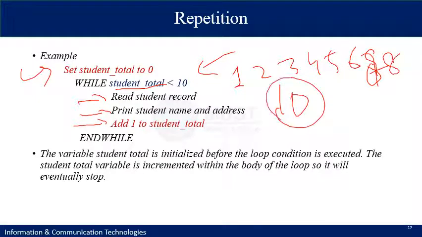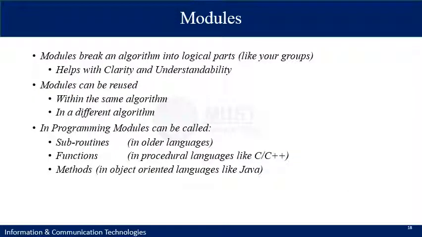So when the loop condition is not met, the loop will end. The variable student total is initialized before the loop condition, which is a very important step. The student total variable is incremented, which is again another important step in the loop, so it will lead to an eventual stoppage of the loop.